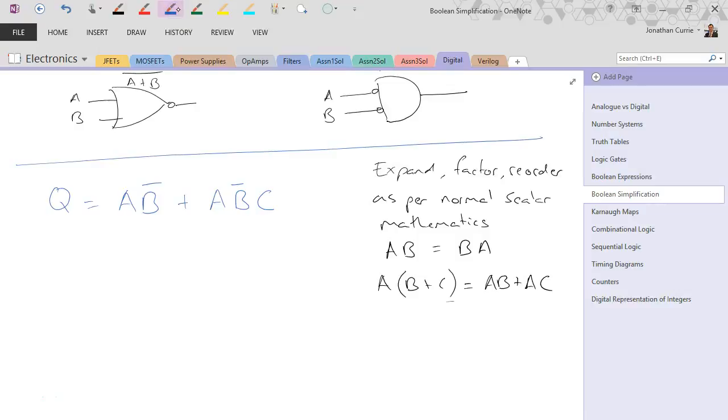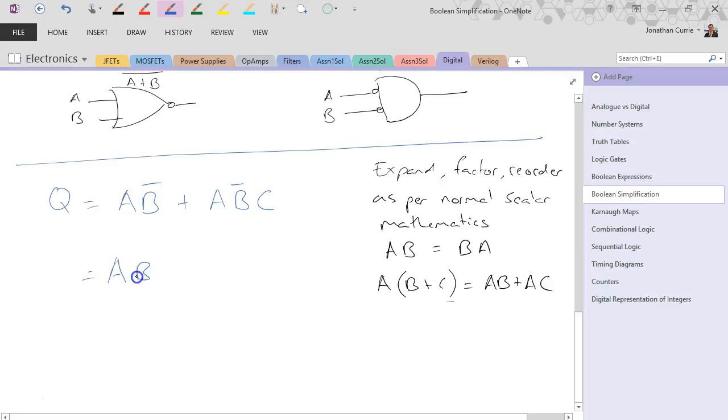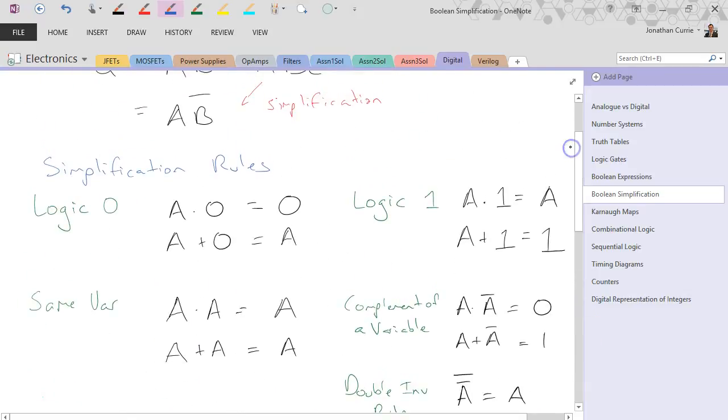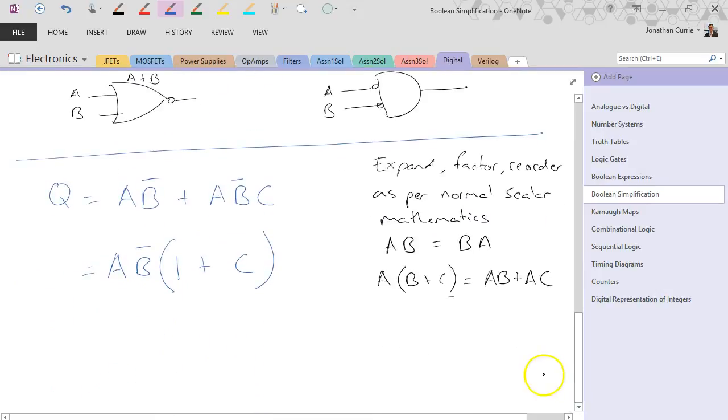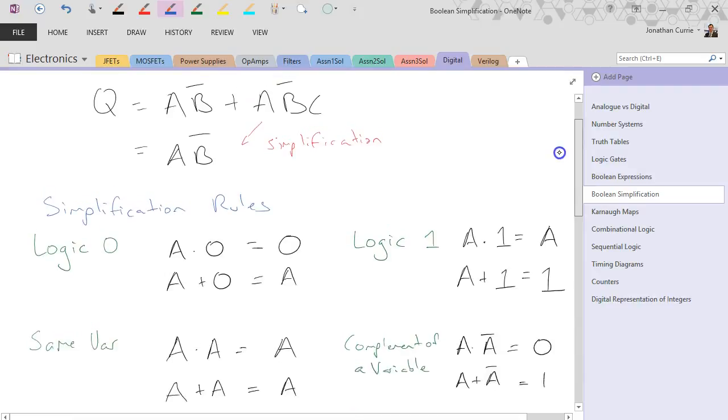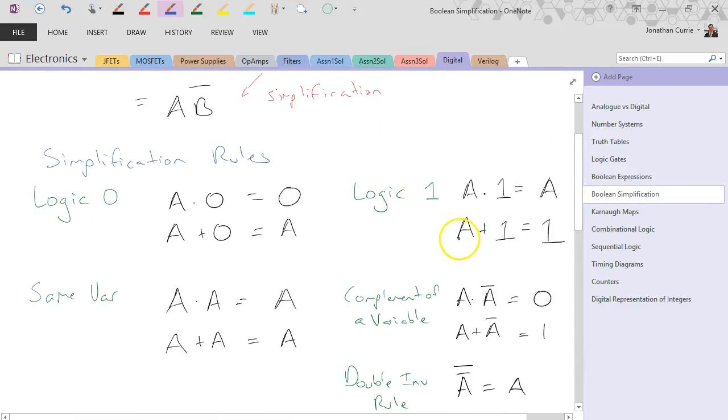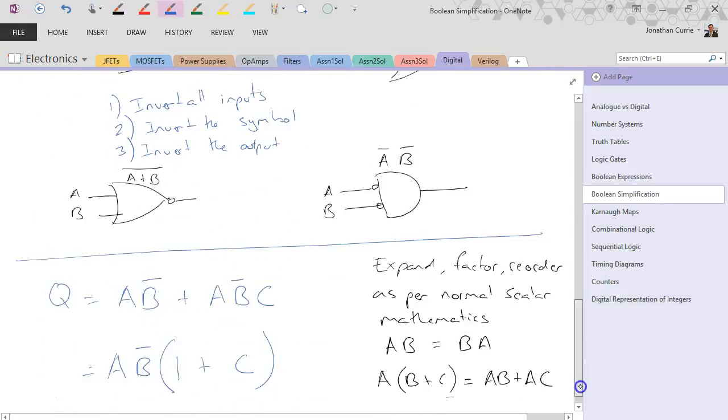So looking at this one, let's factor this one using A and not B. So A and not B. Now we haven't got anything here, so we can assume 1 or C. And the reason we can do that is looking at our rules. A and 1 is still the same as just A. So putting the 1 in there has made no difference to that particular circuit. In this case we can see that the next step we've got 1 or C. So 1 or C in this case is the same as just 1.